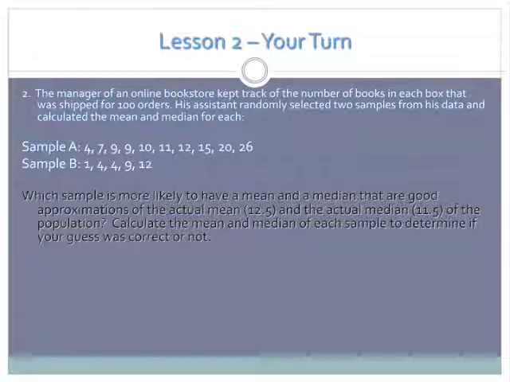Please complete the Your Turn questions 1 and 2, and then you may stop there. You do not have to do example 6 or Your Turn questions 3 or 4. You only have to do Your Turn questions 1 and 2. We will discuss these tomorrow in class.